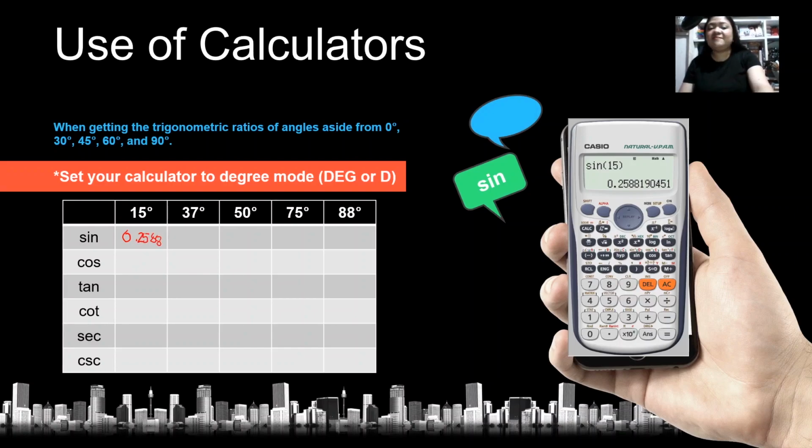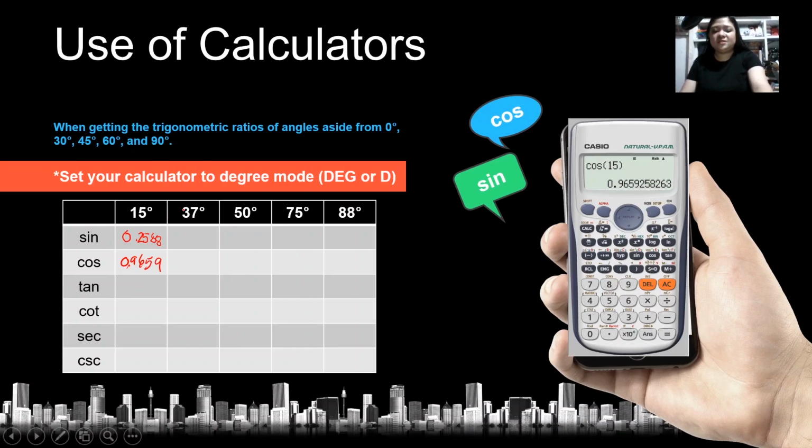Now let us get the value of cosine 15 degrees. So cosine is on the right of sine. Just press cos, then 15 degrees. So it's square root of 6 plus square root of 2 all over 4. So it's 0.965925823. If we are going to write it in 4 decimal places, we will only get 0.9659, and on the right of 9 is 2. So it will be as is.